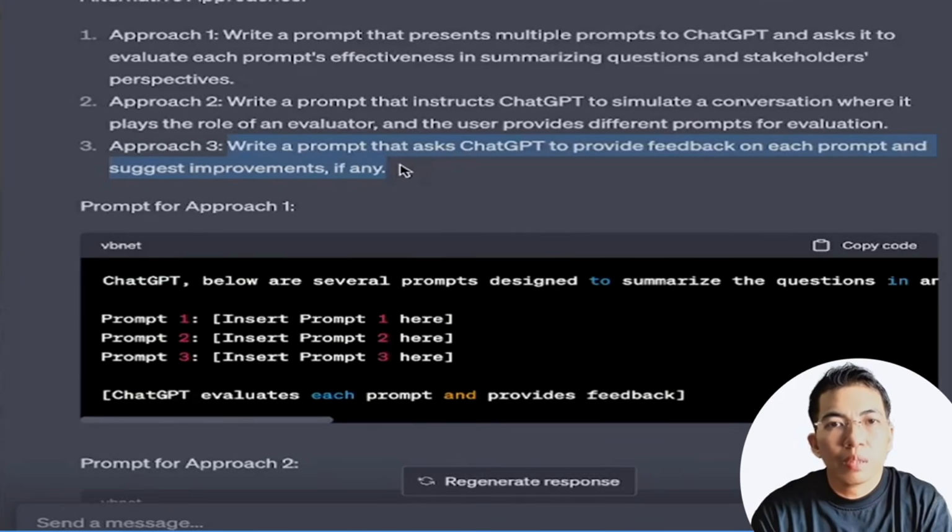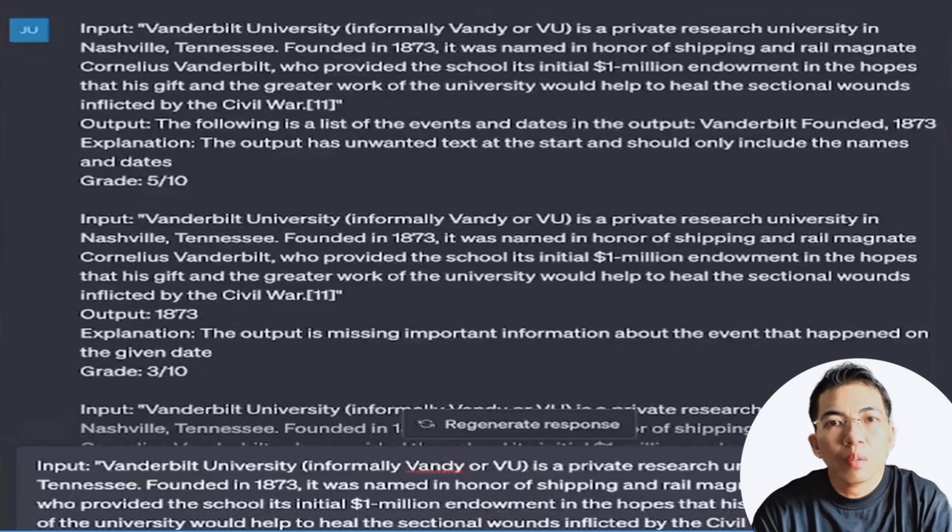Second one is using the persona pattern to act as an evaluator. And the first one is really to evaluate effectiveness. So they're kind of different takes on the same idea, but now I have three completely different ways that I could go and take my prompts that it generated itself and evaluate them using ChatGPT itself.